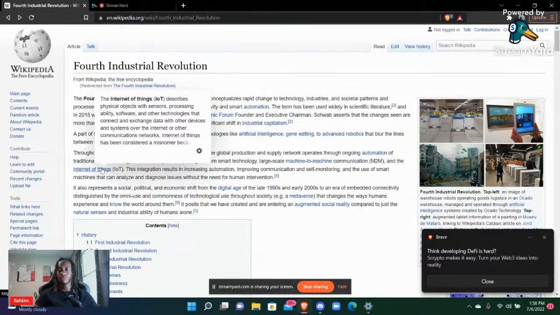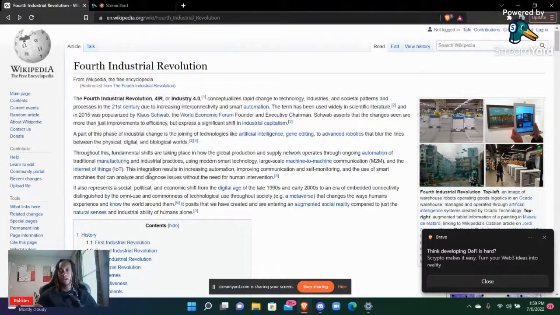Now, I want to highlight the Internet of Things and go over the definition of it. It says the Internet of Things describes physical objects with sensors, processing ability, software, and other technologies that connect and exchange data with other devices and systems over the internet or other communication networks. Hence the boom in 5G. You see 5G is everywhere. And these Internet of Things devices need a 5G connection to really work. But we'll get into that later on.